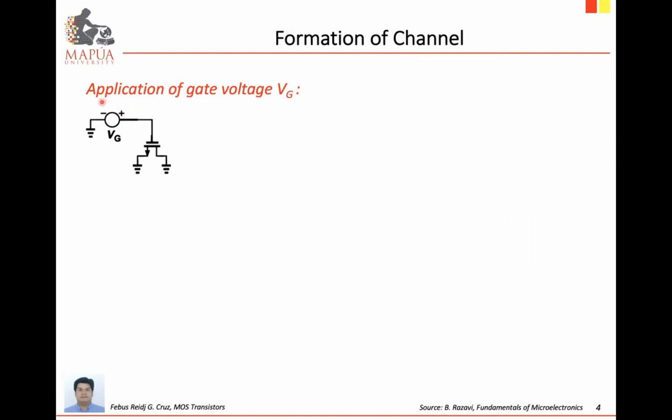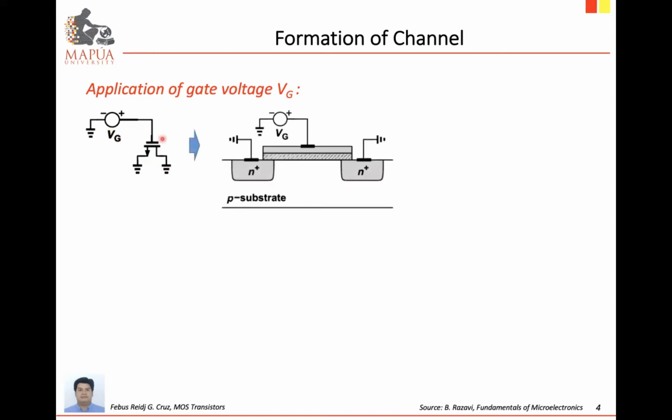To do that, we have to apply a gate voltage. Apply a voltage source connected between the gate and ground. That is denoted as VG, or the gate voltage. For this particular example, take note that the drain and the source are both connected to ground, so the only applied voltage is the gate voltage. In the cross-section view, again, drain and source are connected to ground, and the gate layer will be connected with the gate voltage VG.